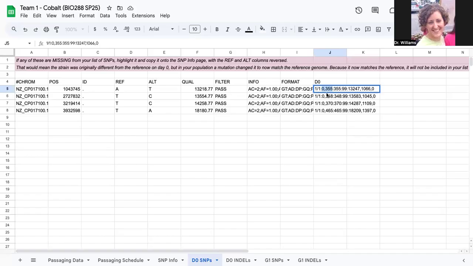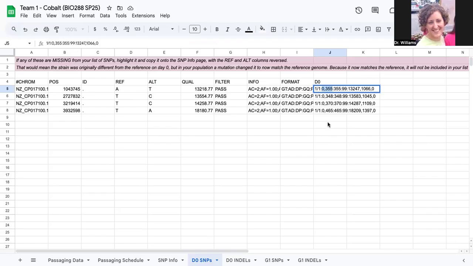Remember what the sequencer actually did was take all of the many copies of the chromosome from all the different cells in your population and break it up into little pieces and then sequence each one, right? So we have a lot of reads because there was more than one cell and more than one copy of the chromosome in the sample that we sent. And so this particular base got sequenced 355 times. 0 times it had the reference A, and 355 times it had the alternate T.